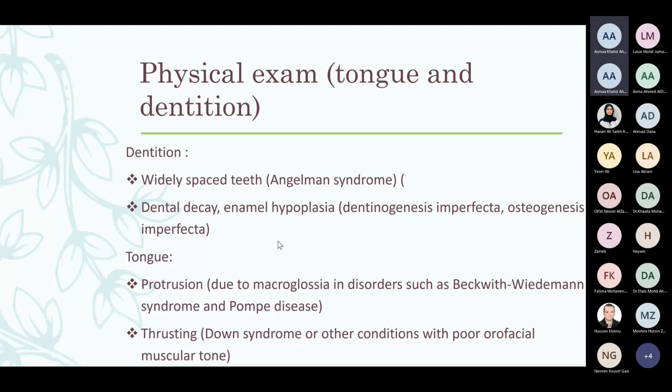Of course the tongue, this is more of the dentition, but this is something that usually we don't see in neonatology. It's more of the baby that grows more than 6 months. So you would see widely spaced teeth in Angelman, or there is enamel hypoplasia and dental decay in certain osteogenesis imperfecta, for example. A tongue, we said if it's a protrusion like Beckwith-Wiedemann, or if there is a thrusting like in a Down syndrome patient.